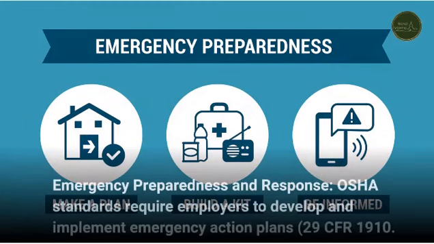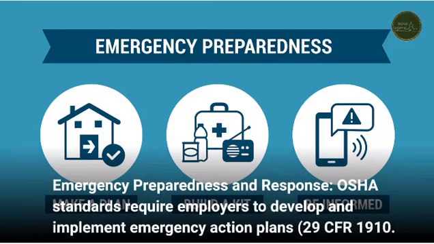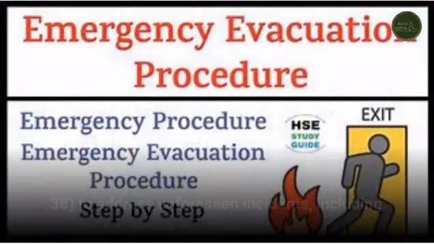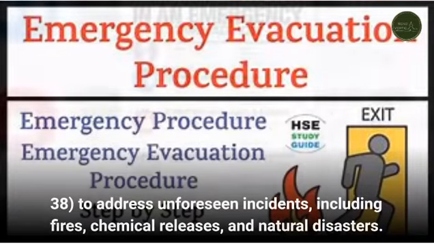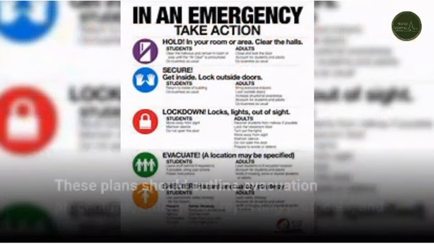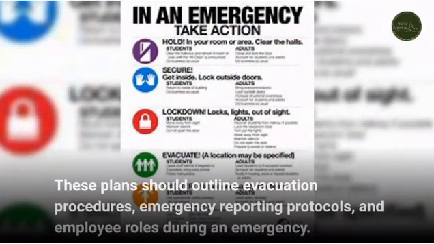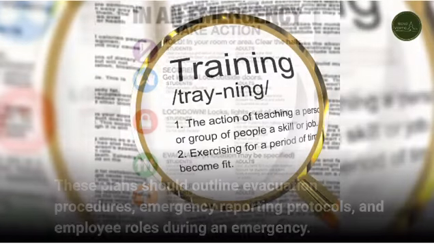Emergency preparedness and response. OSHA standards require employers to develop and implement emergency action plans, 29 CFR 1910.38, to address unforeseen incidents, including fires, chemical releases, and natural disasters. These plans should outline evacuation procedures, emergency reporting protocols, and employee roles during an emergency.